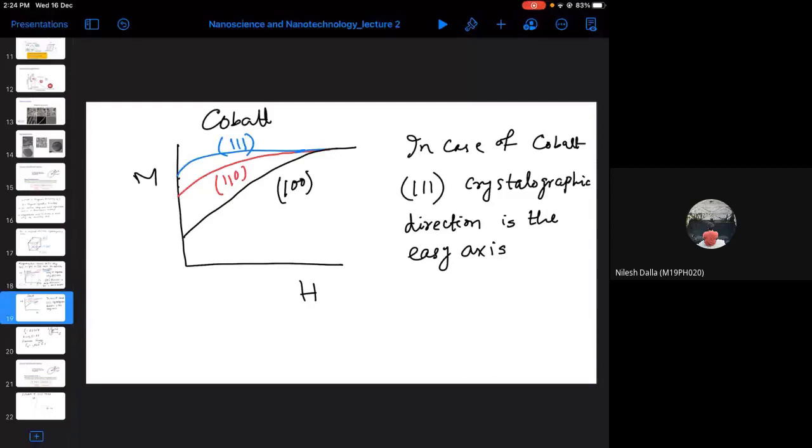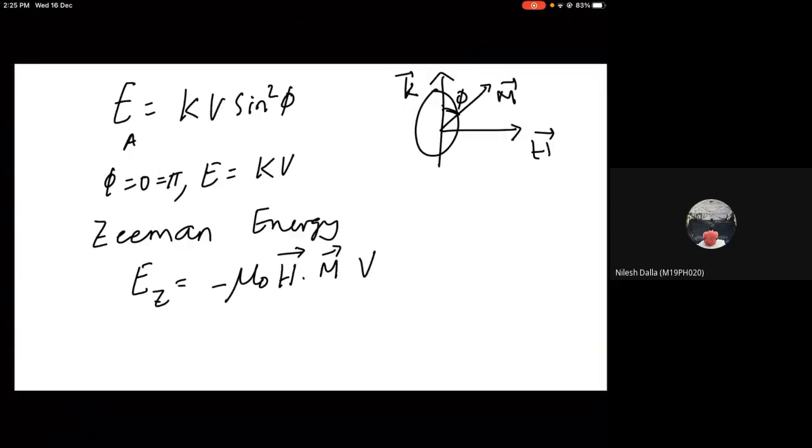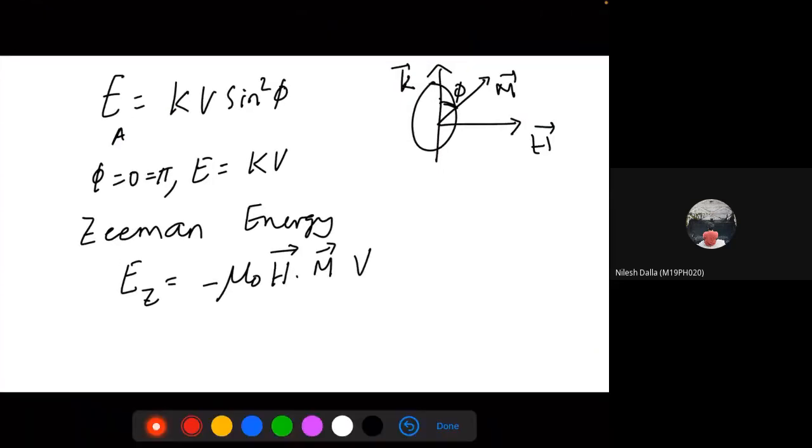But now if for some reason your magnetization deviates a little bit, so this is a vector quantity, if it deviates a little bit from your anisotropy axis, it will cost a certain energy, and that energy we call the anisotropy energy. Okay, so this is your anisotropy energy, KV sin squared phi, where phi is your angle between your magnetization and your anisotropy axis.